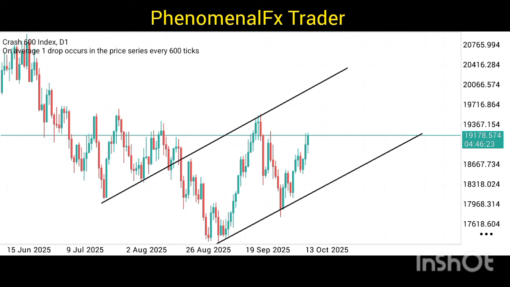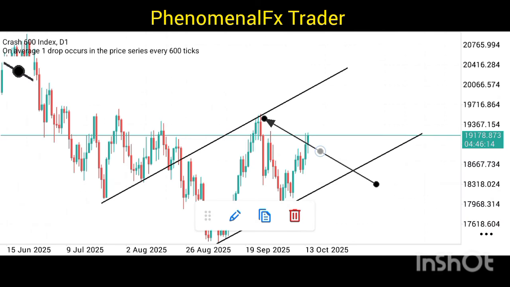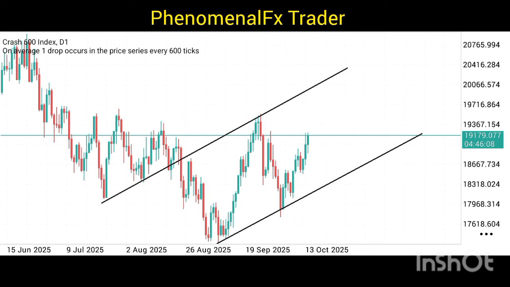So we do not have a setup at the moment. There has to be a pullback, a break of structure here. First of all, there has to be a break of structure here by the market going above this high on this daily time frame. Then it pulls back before we look for an entry. That's what we see on this daily time frame.